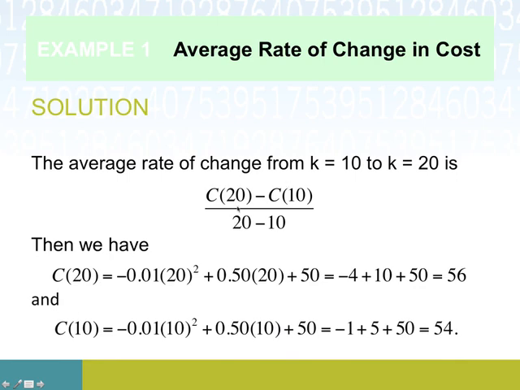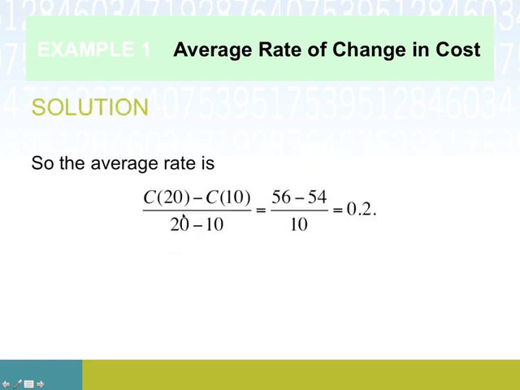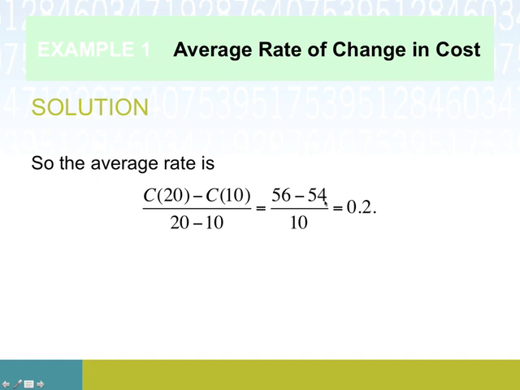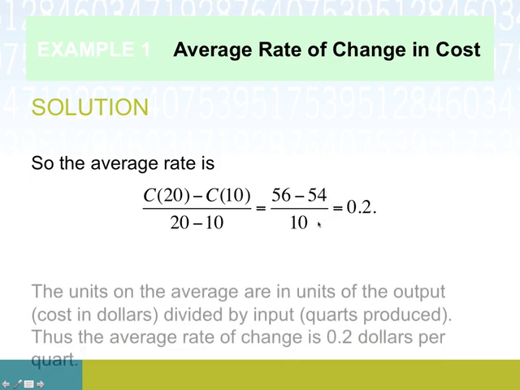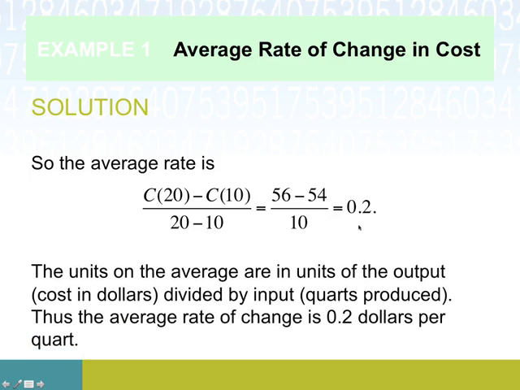So essentially on top we're figuring out how much more it costs to produce 20 units than it costs to produce 10 units. That's this difference. So it costs 56 to produce 20, it costs 54 to produce 10 quarts. And then we're supposed to put it all together by taking the difference on top, 56 minus 54, and then the difference in inputs on the bottom. So this is not just how much it changed, but how much it changed relative to the growth in production. Okay, so cost divided by quarts, I guess, gives us 0.2.